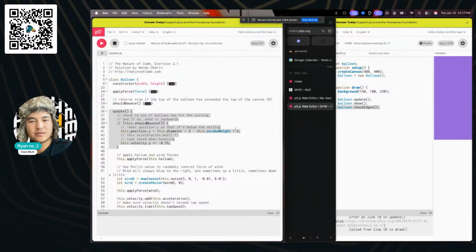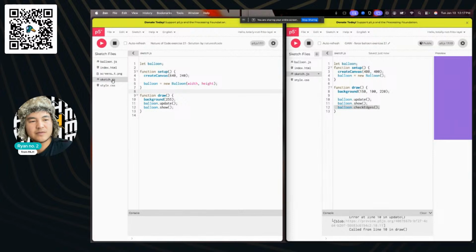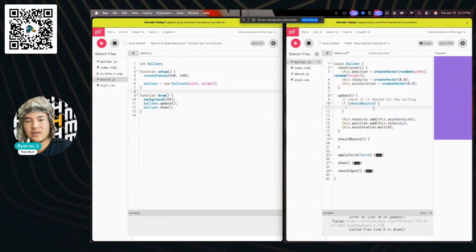I think, let's see, how does check edges get done over here? I don't believe it was done outside. Yeah, it's not done outside. That's okay. We only need the update and show. Let's go ahead and keep that as is. Update should bounce. This doesn't do anything right now.